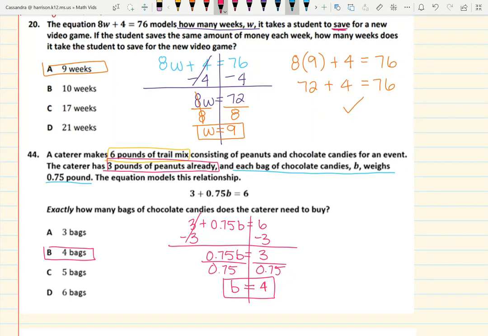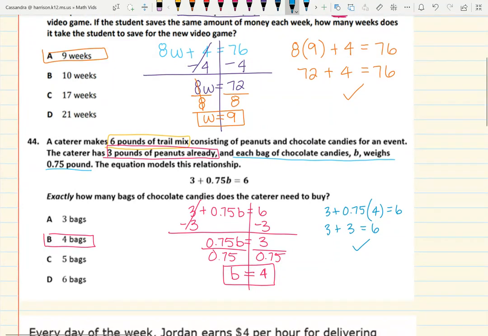I am going to double check my work just to make sure this is correct. If I substitute in, instead of B, I put 4, will I get the same answer? So 3 plus, I go on my calculator, 0.75 times 4 is in fact 3, and 3 plus 3 is 6. So yes, it all checks out, but always double check your answer. It will come in handy one day when you get it wrong.